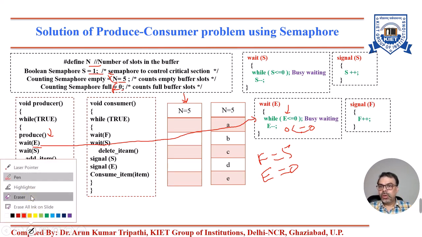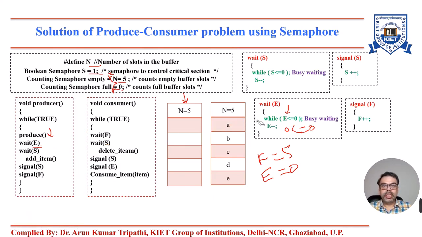Now let us check for the more general condition. We have checked the extreme conditions, whether the buffer is full or empty. So we have checked only those conditions. Now we are taking the generalized condition. How will it work?